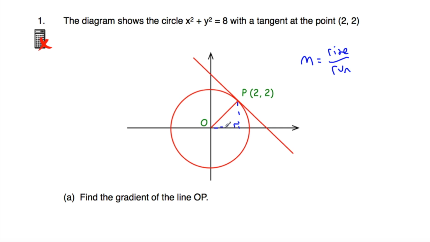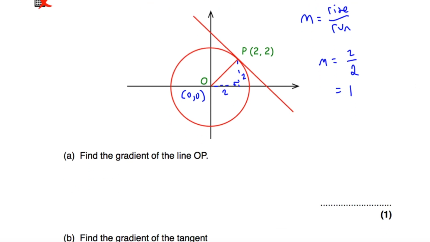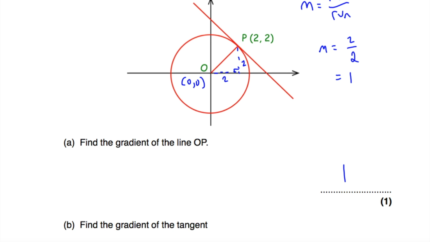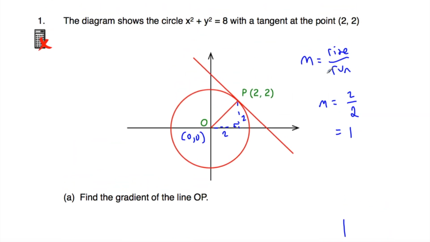The rise is how much it rises by. This is the origin, the point with coordinates 0, 0, and P is the point with coordinates 2, 2. To get to P from O, we would go 2 to the right and 2 up. So the run is 2 and the rise is 2. The gradient would be the rise, 2, divided by the run, 2, and 2 divided by 2 is equal to 1. So the gradient of the line OP is equal to 1. That's one approach, just use rise over run and work out the gradient of the line that way.